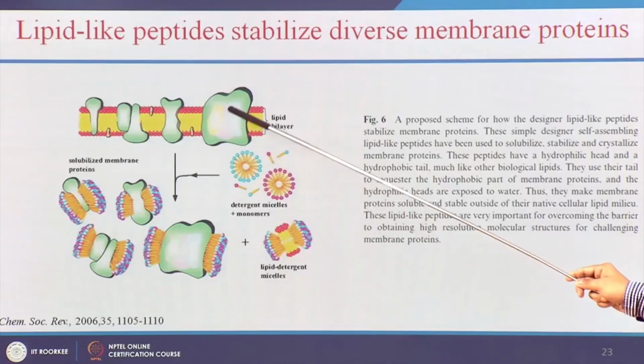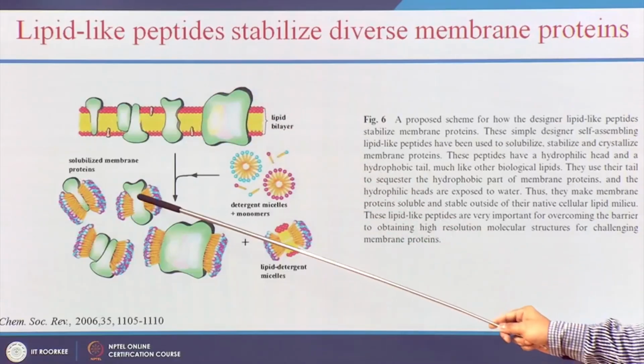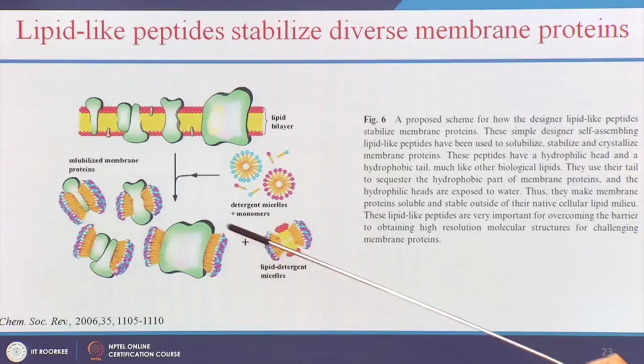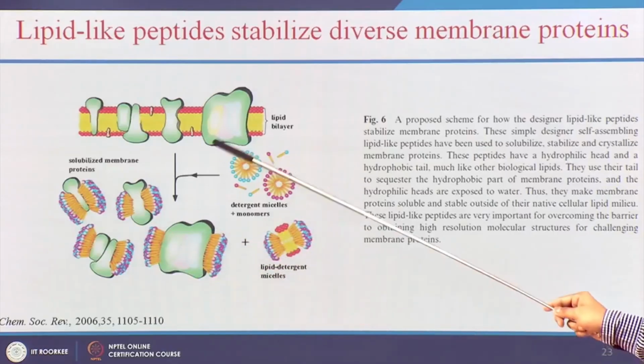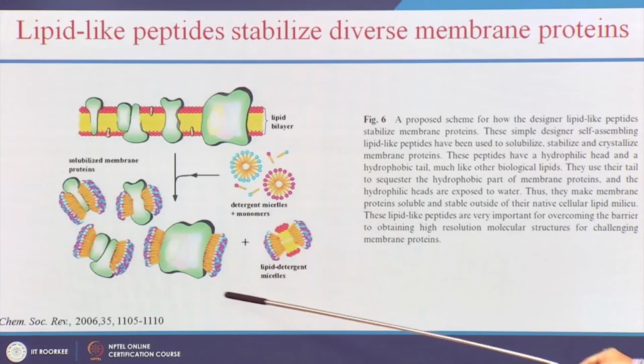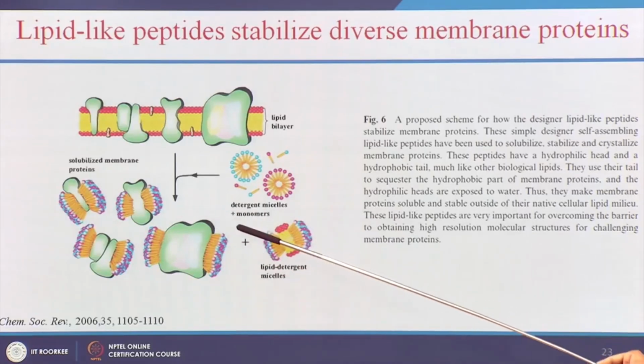So to avoid that, we can use the lipid-like peptides, and they will come and protect your membrane protein from self-aggregation. So you can isolate and study this membrane protein, and you can understand it, and then you can make extremely sensitive sensors for various applications.